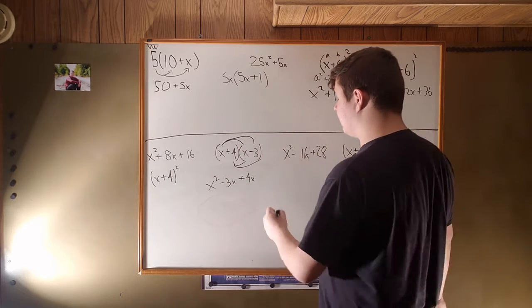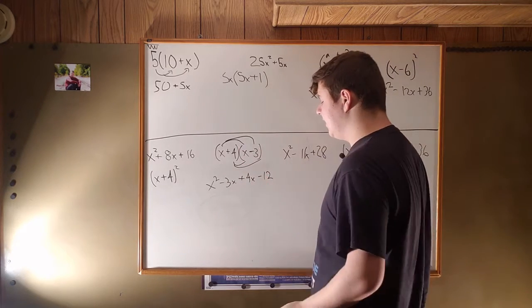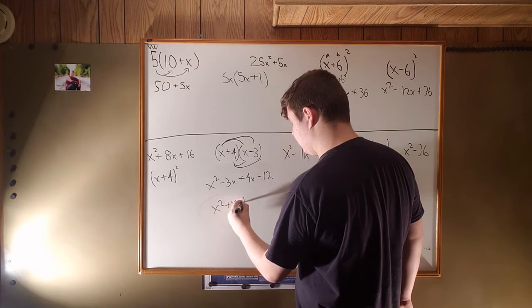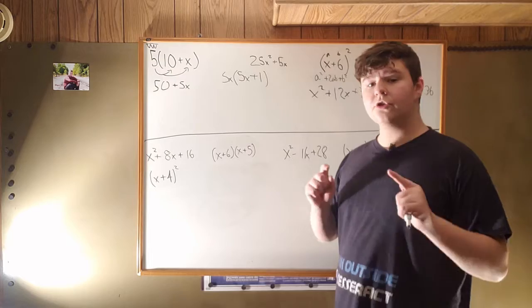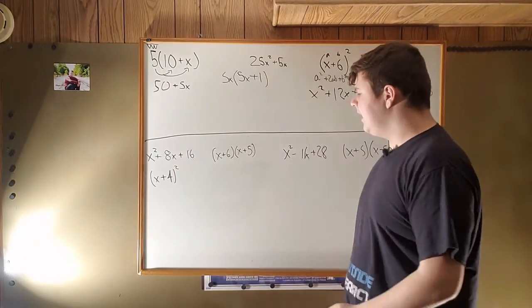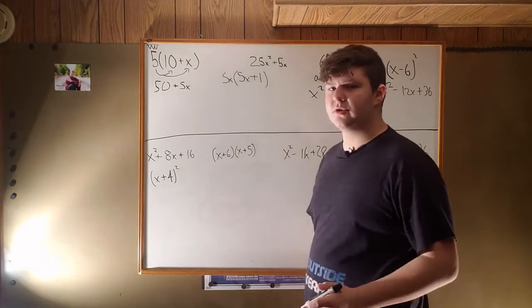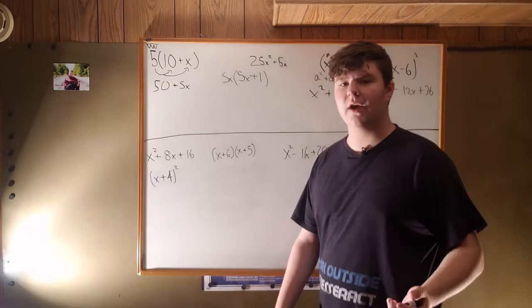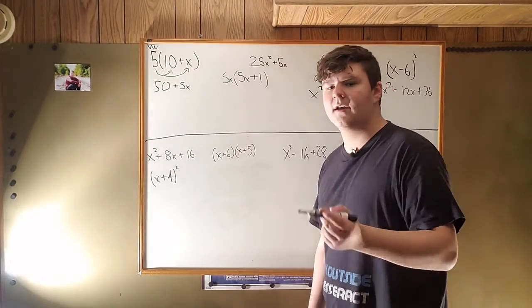And 4 times negative 3 is negative 12. We combine these two and get x squared plus x minus 12. Now let's do this one last time, but I'm going to show you a bit of a trick. If we have it like this, where there's no numbers in front of the x, then we don't have to worry about multiplying the x times everything, because we know anything times x is just that x.